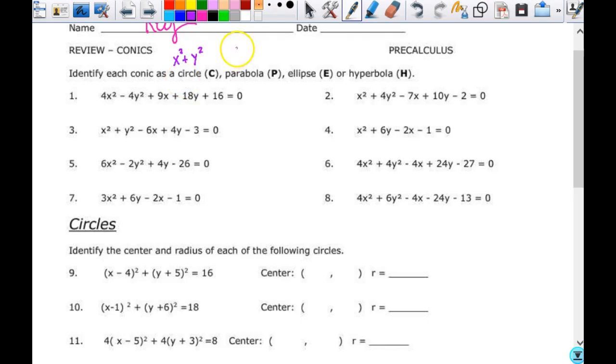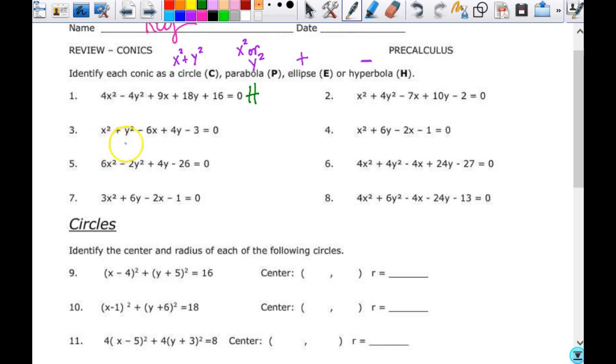For a parabola, you're going to have an x squared or a y squared, but not both. For an ellipse, you have the x squared and y squared with different coefficients, and we're adding. Hyperbola, we would be subtracting. As we go through these, this first one right here has x squared and y squared, but there's this minus. So the only one that has any subtraction going on is the hyperbola.